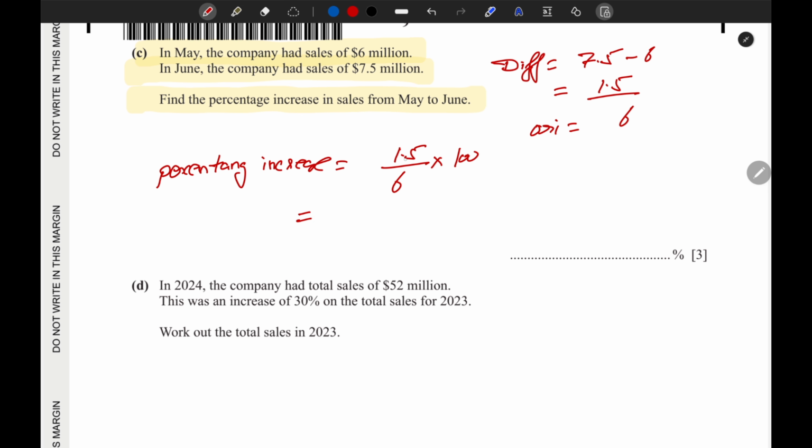So you can do this like this: 1.5 times 100 is 150 divided by 6. Okay, now I think they cancel out with 3. So 150 divided by 3 is actually how much? 50. And this goes, I think, 2 times. And 50 by 2 we know is 25. So what's the percentage increase? So 25% is the percentage increase of the company. Okay. Now D part.